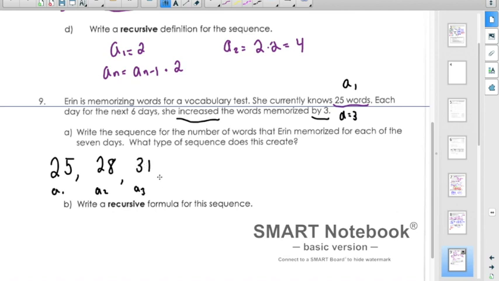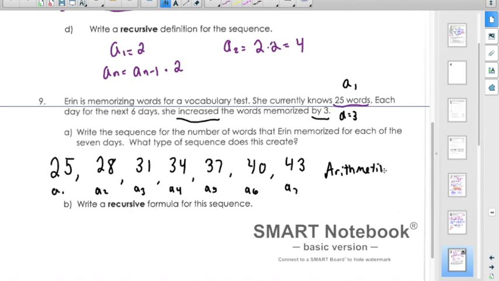And then the next day would be 31. That's your a sub 3. Next day would be 34. Here's your 4th term. Next day would be 37. That's your 5th term. Next day would be 40. That's your 6th term. And then the seventh and final day, she should know 43 words, which is the seventh term in the sequence. And since we're increasing by adding 3 each day, it's an arithmetic sequence. Okay.